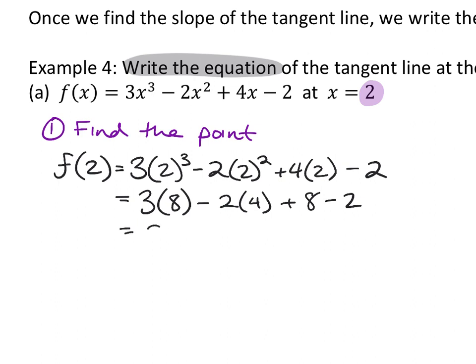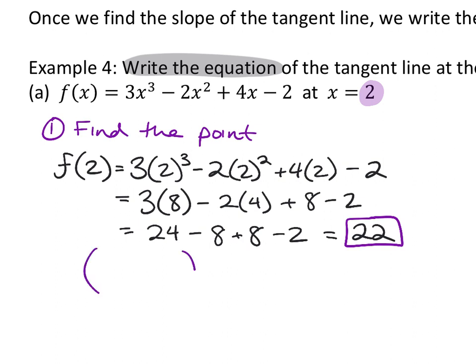3 times 8 is 24. 2 times 4 is 8. Plus 8 minus 2. To do this fast in our head, the 8s are going to cancel, so it's really 24 minus 2. That means the y value of the point is 22. Now this is important because it gives me the coordinate point that I'm going to plug into point slope form. What is that coordinate? 2 comma 22. We have an x value, we have a y value. Awesome. We have the point.